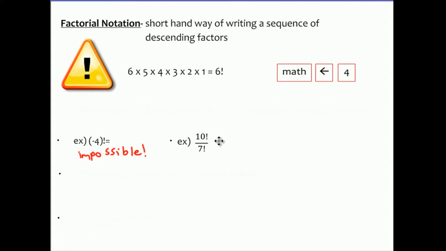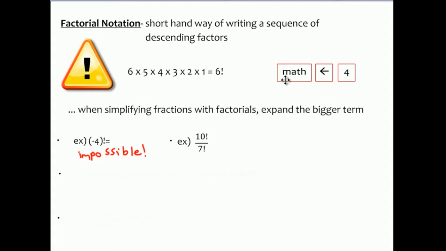Now when you're simplifying fractions with factorials in them, it's a good idea to expand the bigger term until you can see a cancellation. You can do this with your calculator, that's one way, but I'll just show you how to do it on paper as well. You might find it a bit shorter. So expand the bigger term. 10 is the bigger one. You expand that one until you see a cancellation that we can do.